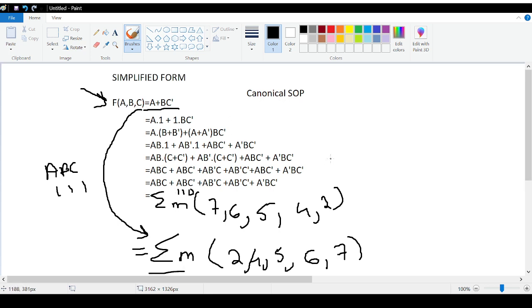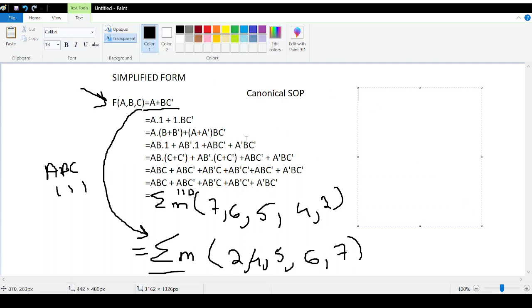Yes, miss. Okay, now we're going to learn the other way where we'll have the simplified form. We have the simplified form f of a b c, this is a plus b c bar. Now your question is, you need to convert this to canonical POS. For canonical POS, you need to properly know how to implement distributive law.